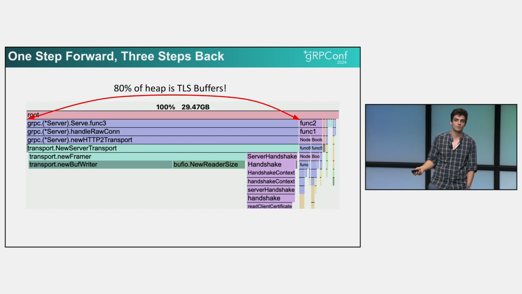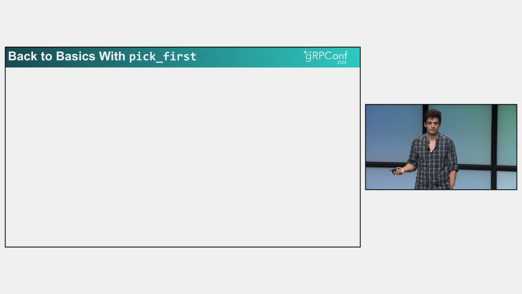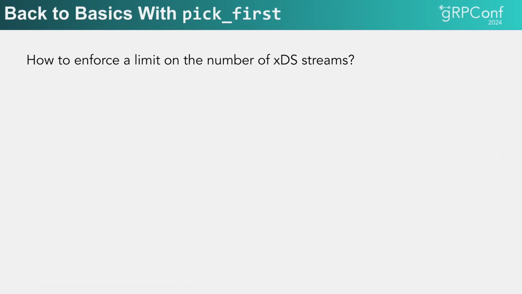And the xDS streams are really long-living streams, so once connected, that traffic is basically there forever. So our only way out is to roll it back and go back to pick first, but now we're back to square one, right? So what we want is to limit the number of xDS streams that we have on each host, and that way we can hopefully avoid a massive skew in traffic.